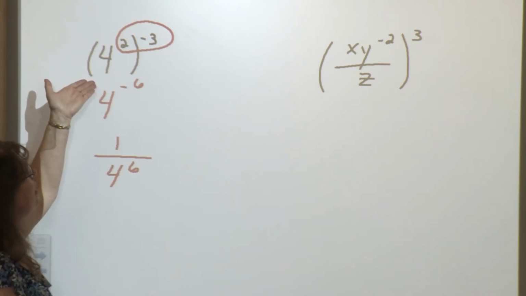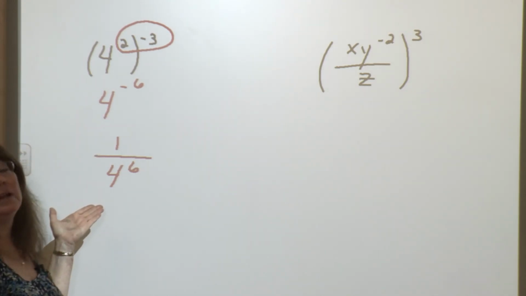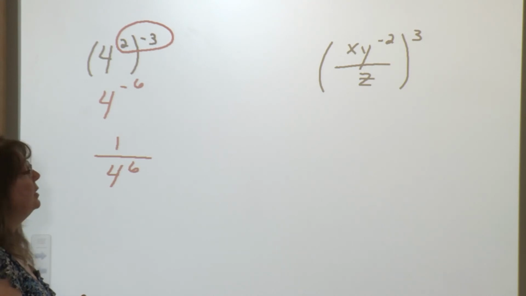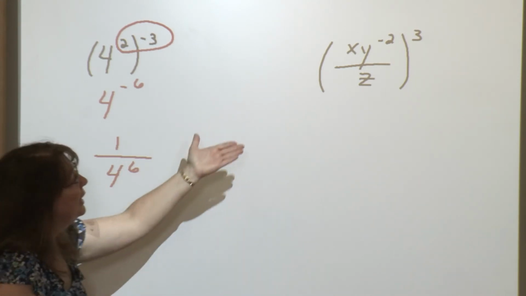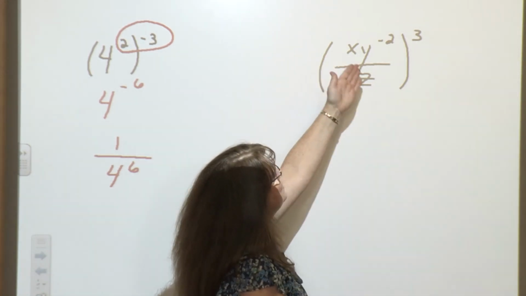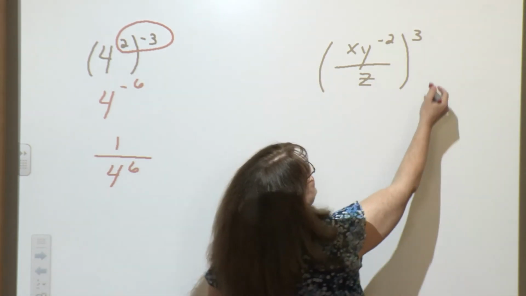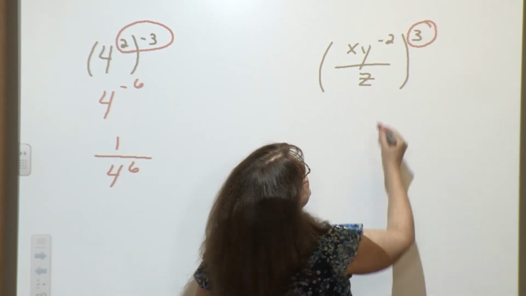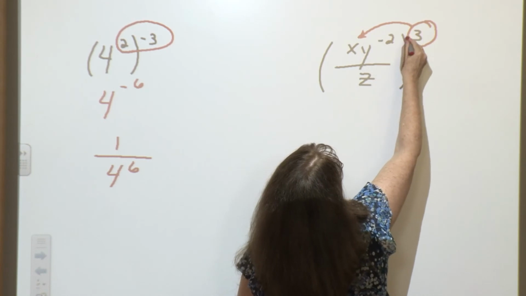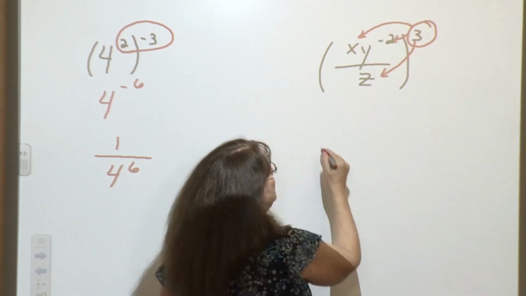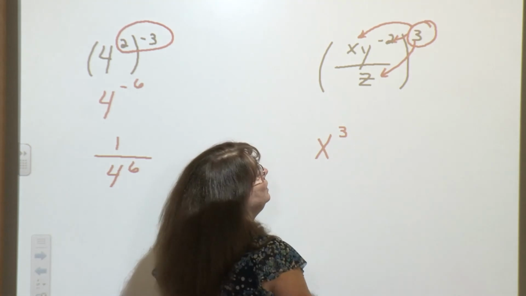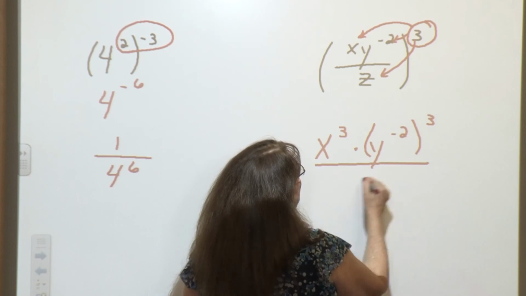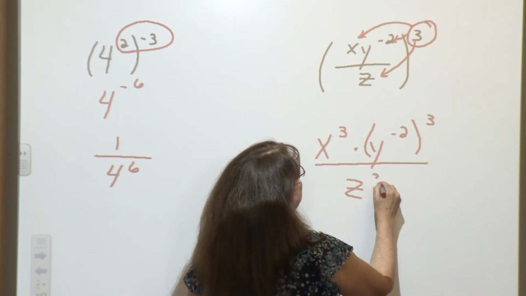Because 4 was our only base, they may actually leave it as 1 over 4 to the 6th. So you just have to check the answers to see which one you're looking for in the multiple choice section. And here's our last one. Again, I've got several different bases, and I'm taking them all to the third power. It's outside of those parentheses. So I'm going to need to distribute it with each base that I have inside. That means the x is going to get that exponent of 3. The y to the negative 2 power is going to get the exponent of 3. And the z on the bottom is going to get that exponent of 3.